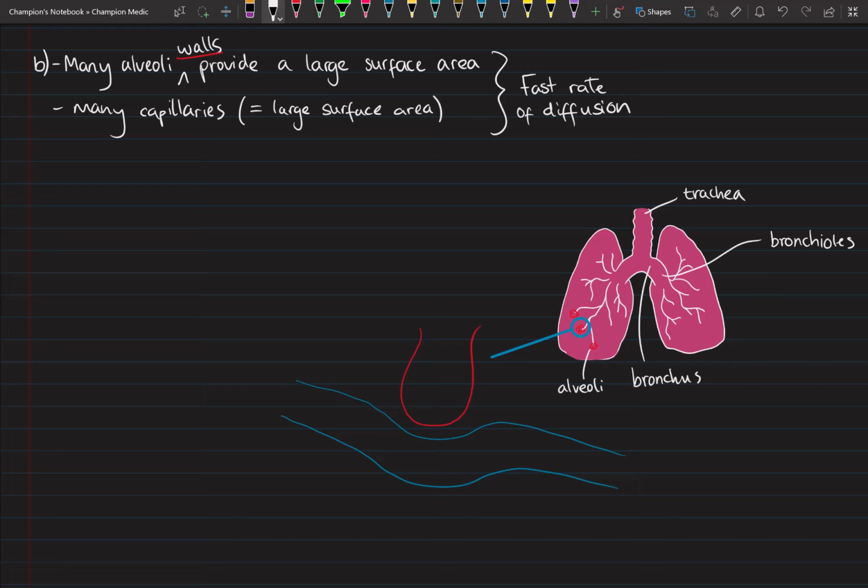The next point that we need to know is that the alveolar epithelium, which is the walls of the alveoli, is really thin. As a result of this, we're going to get a shorter diffusion pathway. And that means you're also going to get a faster rate of diffusion, as we've just said earlier.